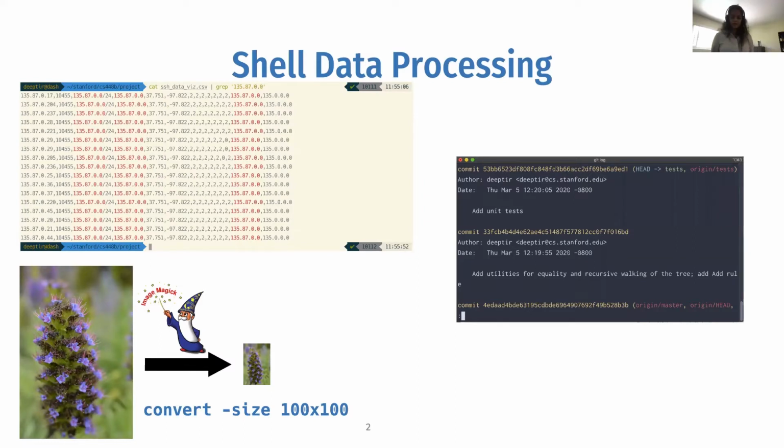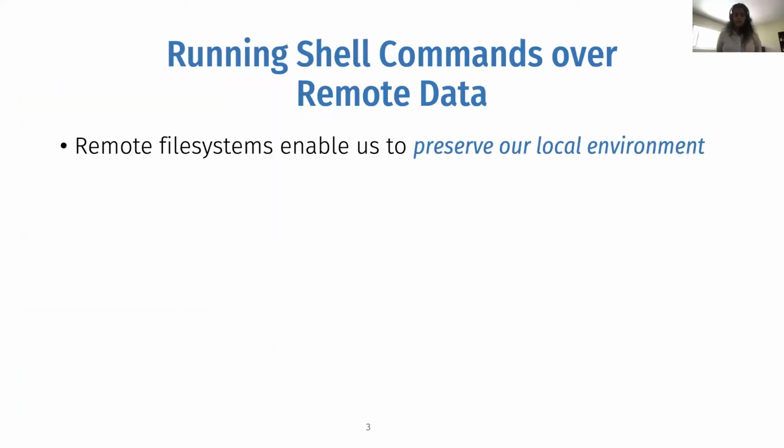We sometimes might want to run these applications on data stored remotely to process gigabytes of logs produced by remote web servers, or to pre-process large data sets before passing them onto machine learning tasks. One way to do this is with remote file systems, which enable us to preserve our local development environment.